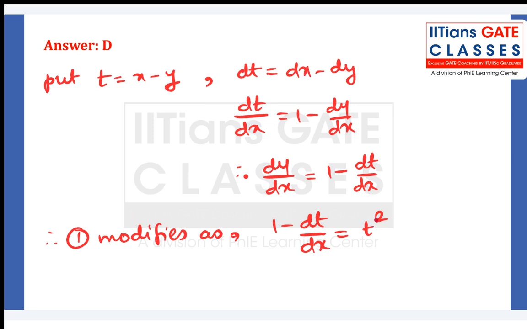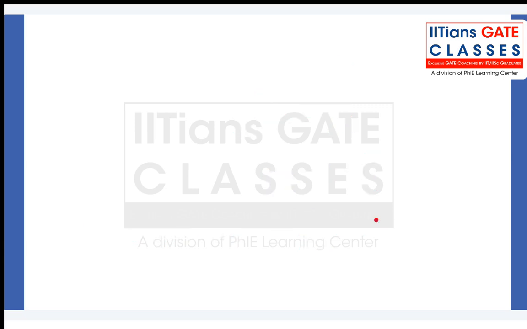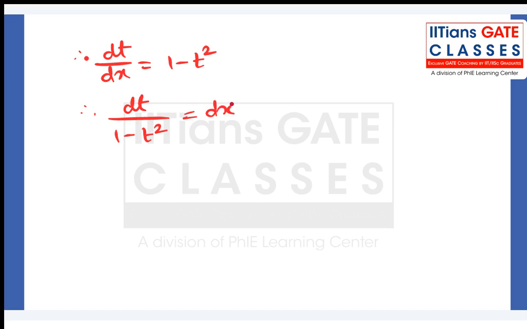Okay, and now you can do further simplifications and then use the separation of variable method. So let's do that. So you have dt by dx as 1 minus t square. Okay, and therefore you can write dt by 1 minus t square as equal to dx. This is nothing but a square minus b square formula, right? So this will be 1 plus t, 1 minus t equal to dx.